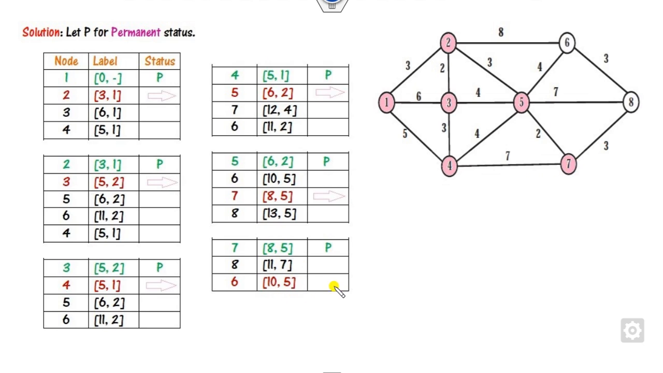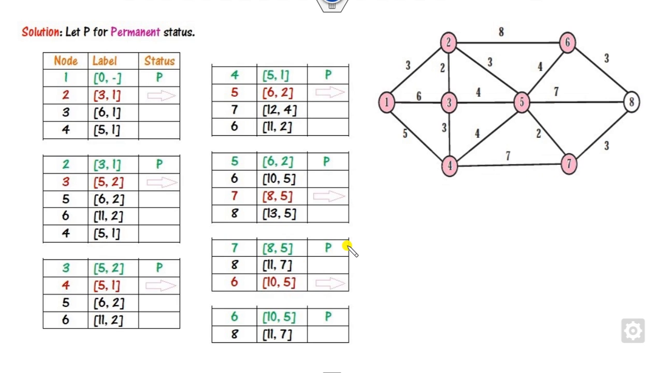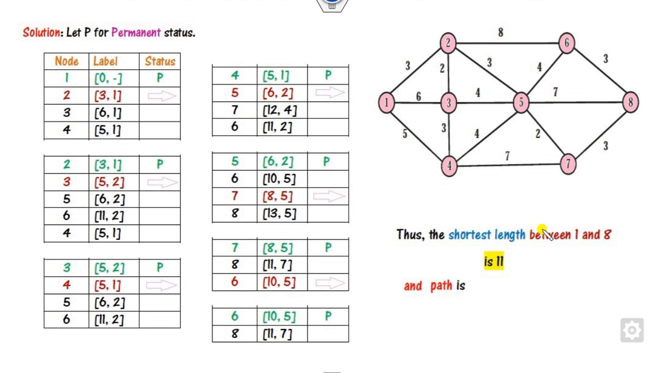Again you can see which one is the minimum. 6 is the minimum, so you can write 6 here. Now since only the last one is pending, I can take this as permanent, and this color will also be green. Now 8 is permanent here, so we can stop here. Now what is the distance between them? So the shortest distance corresponding to 8 is 11.